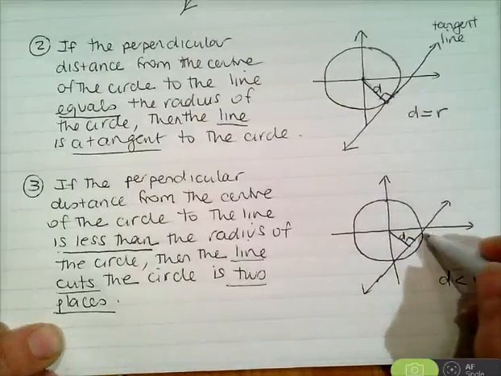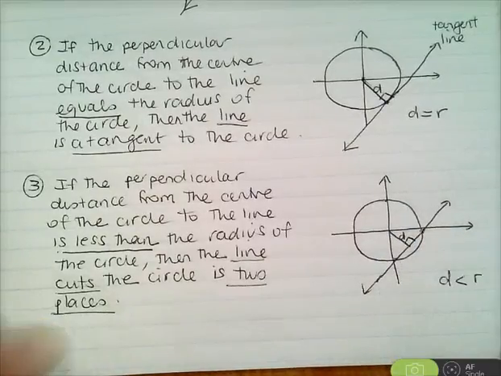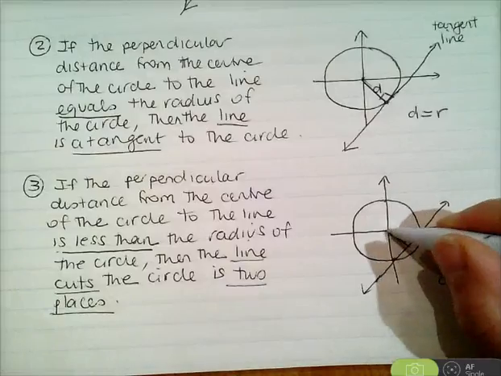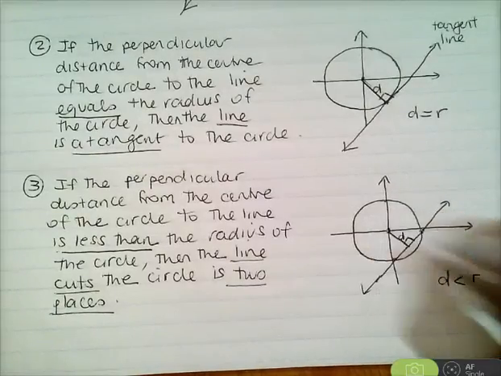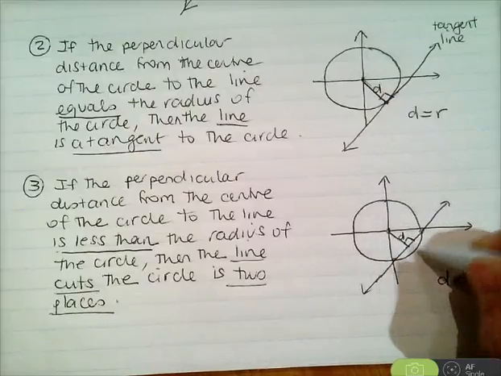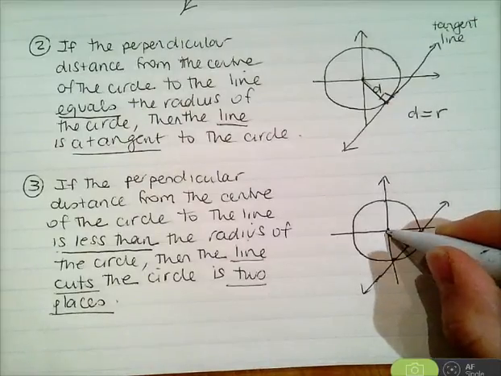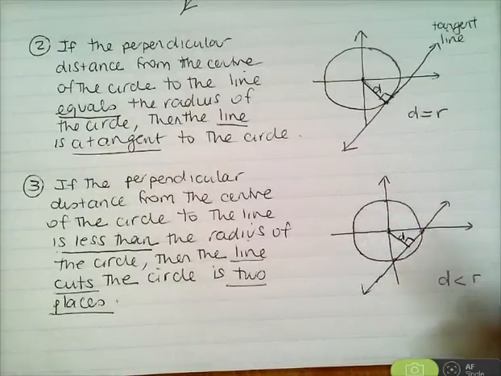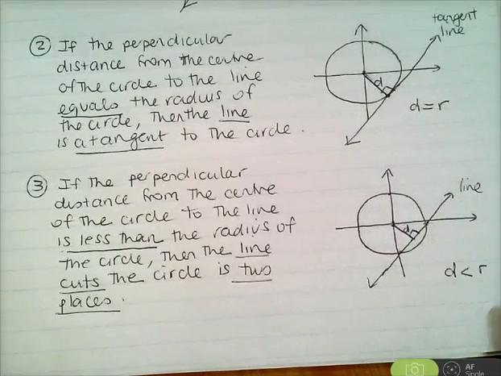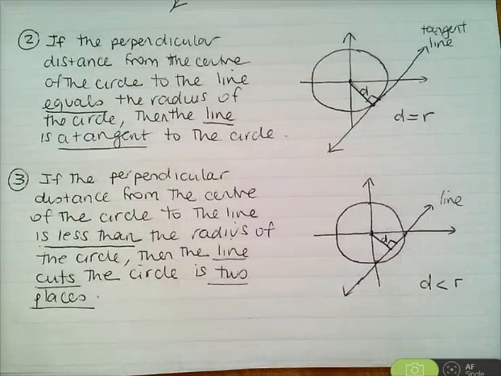Okay, and if it cuts through the circle, it'll touch it at 2 points, and this will occur if the perpendicular distance from the center of the circle to the line is less than the radius. So we can see here the perpendicular distance from the center of the circle to the line is less than the radius. The radius is much longer here. Okay, and if this happens, then the line will cut the circle in 2 places. Okay, so these are the 3 possibilities of the intersection of a circle and a line.